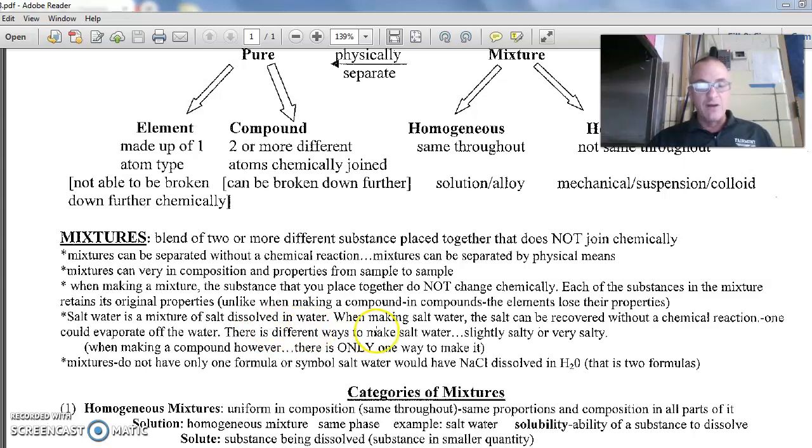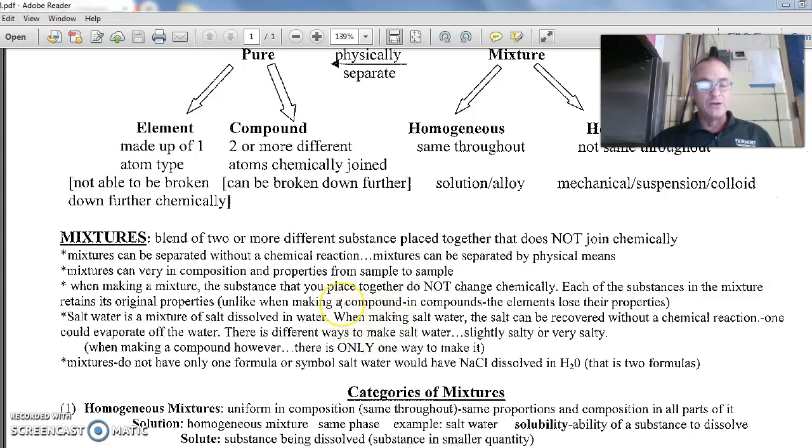And you can vary the way you make that mixture. You can add a little salt, which would make it slightly salty water, or you could add a lot of salt, making it very salty water. So when you're making a mixture, it is not a requirement as to what proportions you put of each of the substances in there. The water's still water, the salt is still salt.